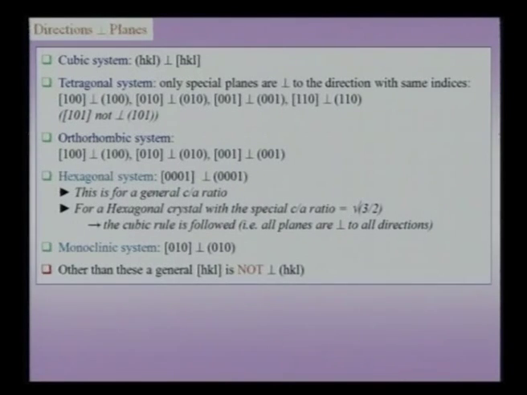In the monoclinic system, the 010 direction is perpendicular to the 010 plane, and as you go down to even lower symmetry ones, you note that in general you cannot assume that an HKL plane will be perpendicular to the HKL direction. This is in general true, except there are exceptions, for instance the cubic, tetragonal, orthorhombic and hexagonal systems, wherein we identify certain planes which are perpendicular to certain directions. Therefore we have to be absolutely clear and exercise a lot of caution in understanding what kind of crystal system or lattice we are dealing with, and then make our conclusion regarding perpendicularity of directions and planes.